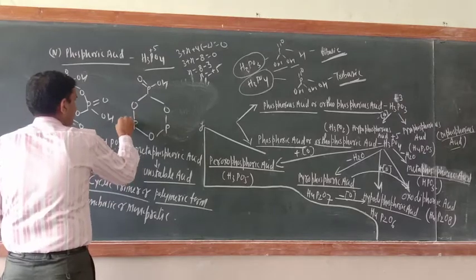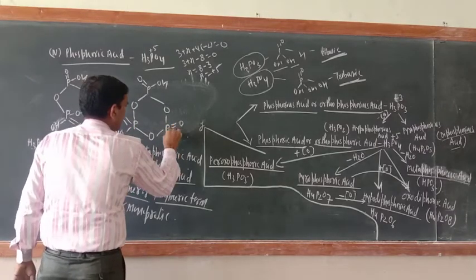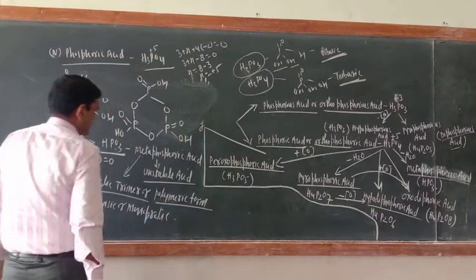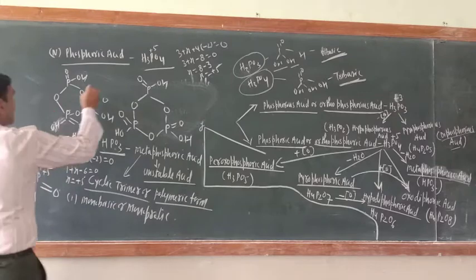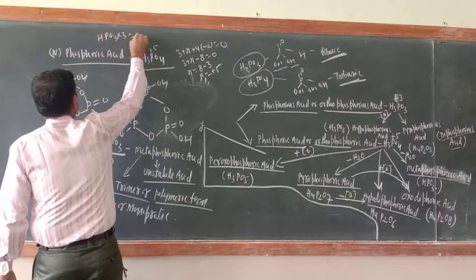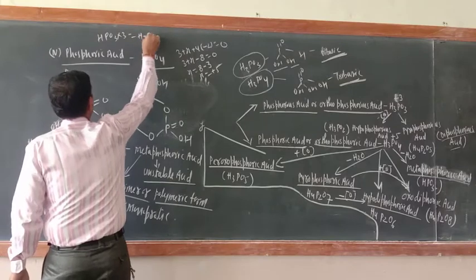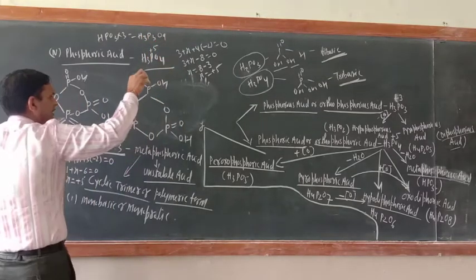Now here what is there? Double bond O, OH. Here also P double bond O, OH. Yes, you can check. Now HPO3 into 3 means H3P3O9. 9 oxygen is there.